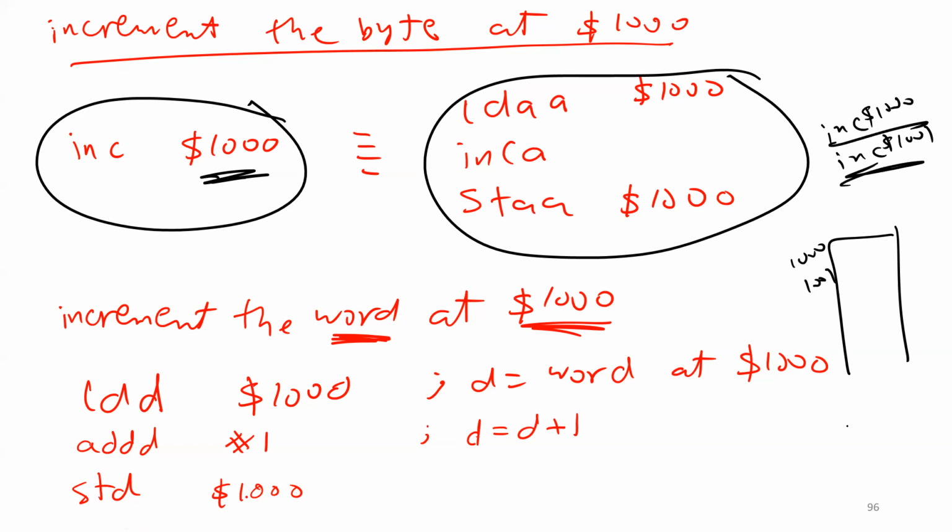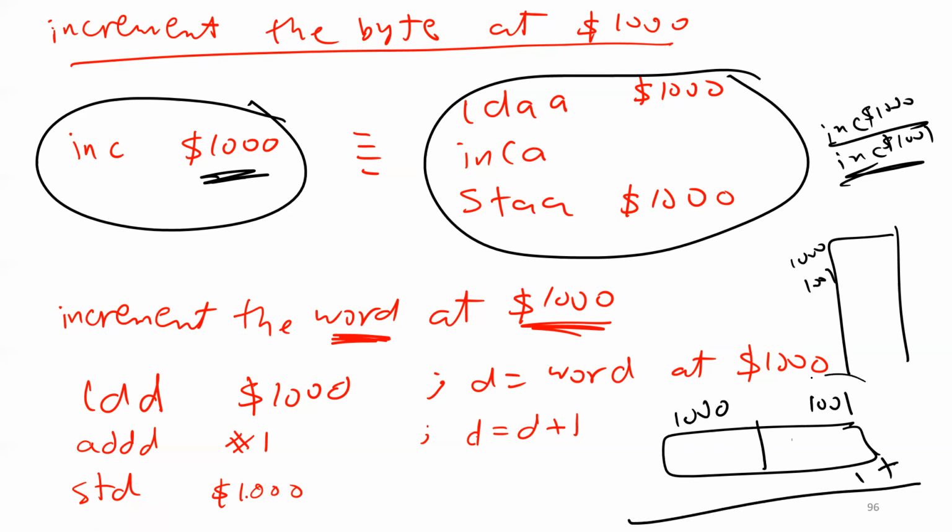For sure, that's not right, same thing as I explained for D. I think 1000 is the most significant, and 1001 is here, right? So if I say increment, that means you have to add 1 to everything here. It's not correct to add only 1 here, and it's not correct to add 1 here and 1 here. So the easy way to do this one, I can read the word at 1000, put it in register D, add 1 to register D, and then return it back.